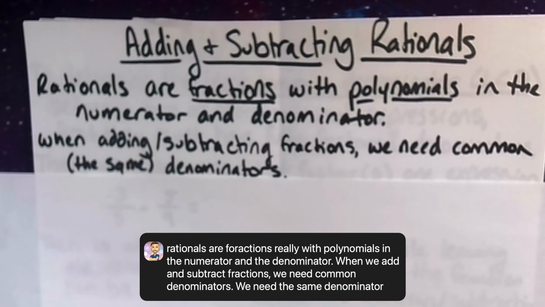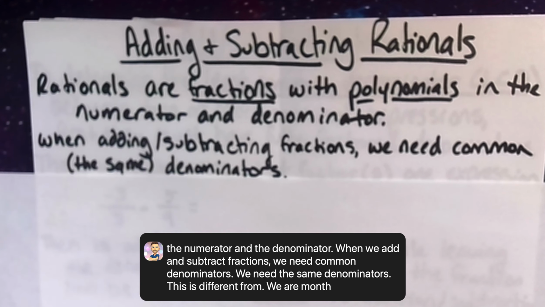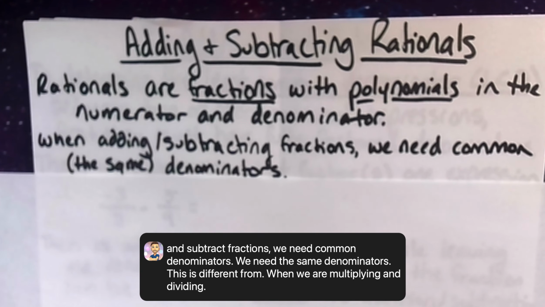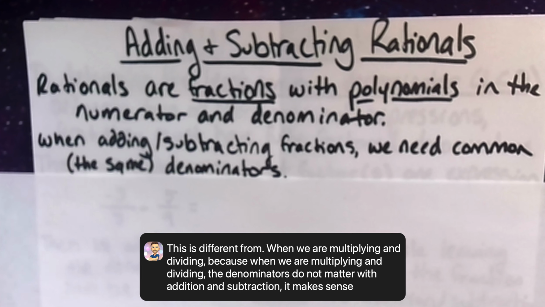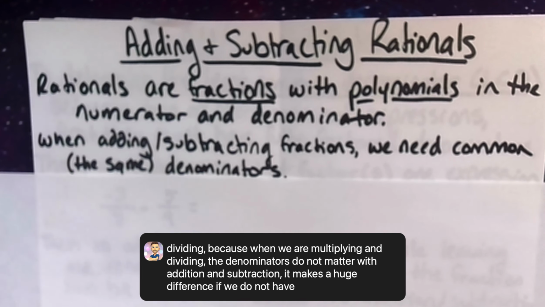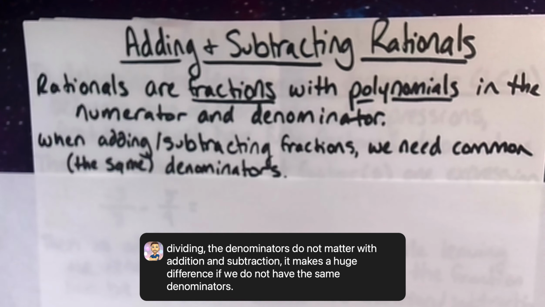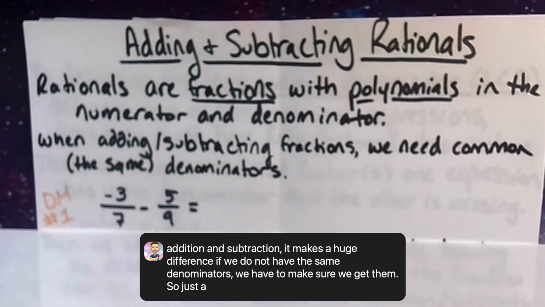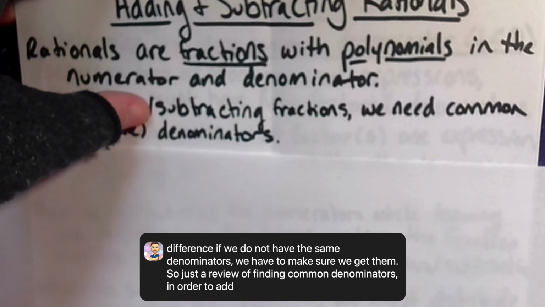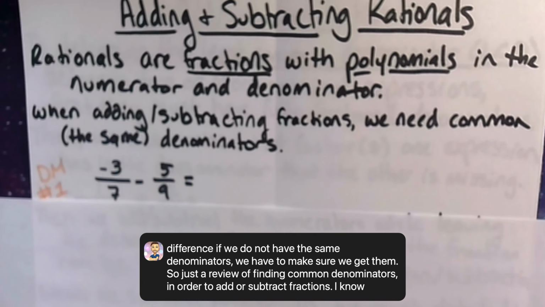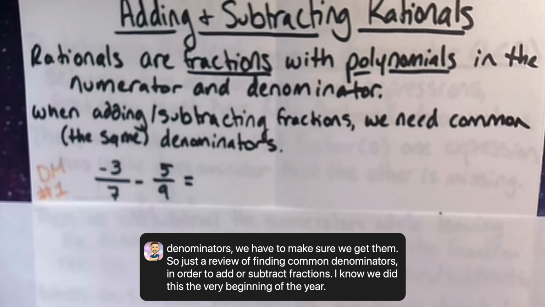This is different from when we are multiplying and dividing, because when we are multiplying and dividing, the denominators do not matter. With addition and subtraction, it makes a huge difference if we do not have the same denominators. We have to make sure we get them. So just a review of finding common denominators in order to add or subtract fractions. I know we did this at the very beginning of the year, but it's been a little bit since then.